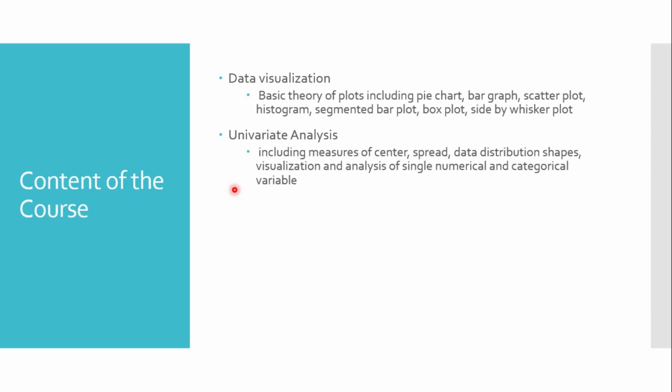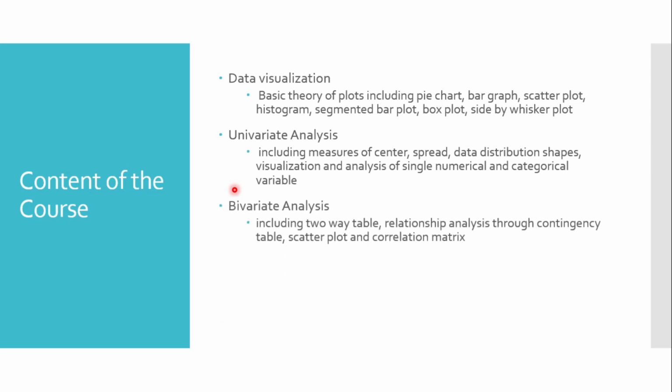Don't worry about that. The next thing is, if you have two variables and you're asked to analyze them together, to draw some conclusion about the relationship of those two variables, that's called bivariate analysis. The first option is the two-way table. What is the purpose of the two-way table and how is it done in R?